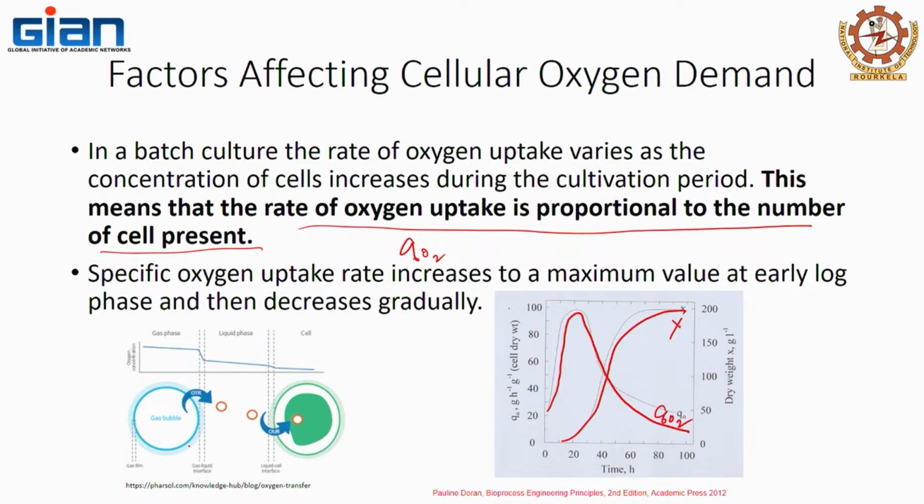Okay. And now, this is where we were talking about the film theory, right. So, you have the gas-liquid interface and the liquid-cell interface. Your OTR is basically the oxygen that is coming from the gas into the liquid, that is the oxygen transfer rate, and then your OUR is from the liquid, whatever oxygen is being taken away by the cell.